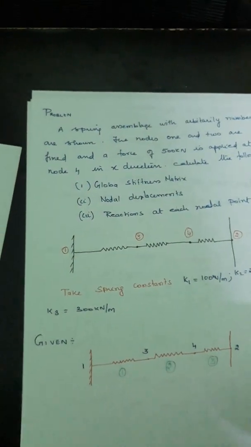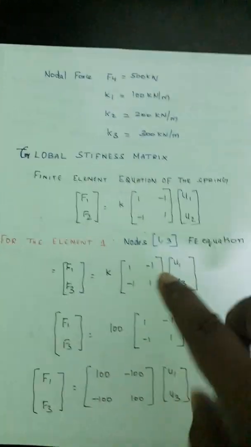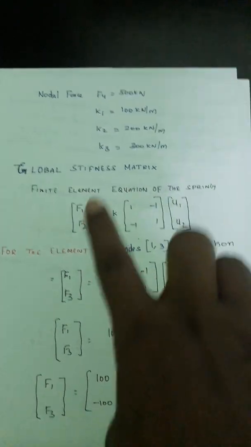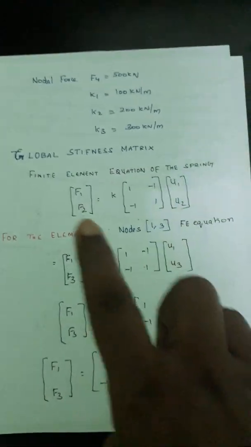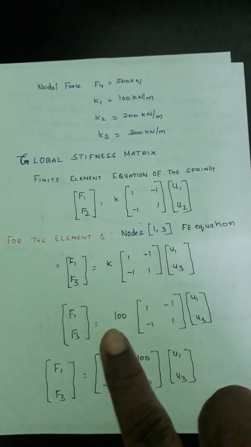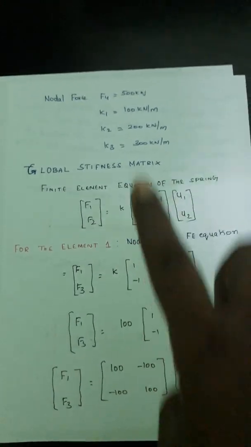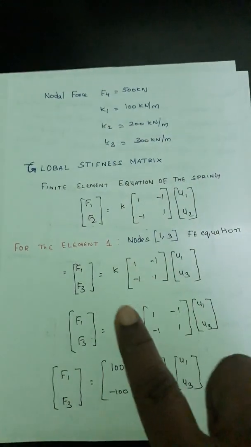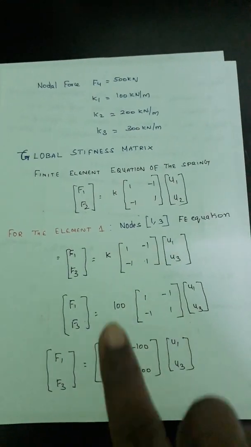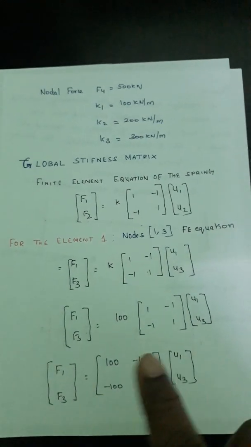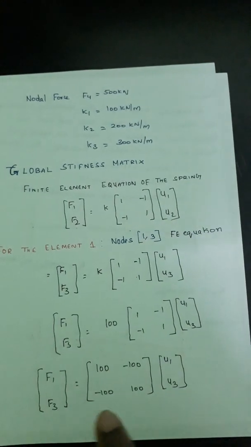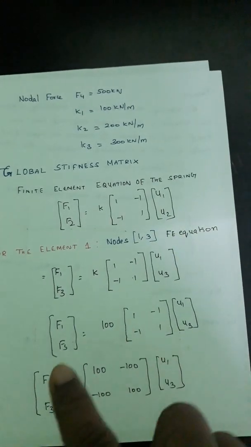So for the first element it is F1 and F3, not F1 and F2. According to the element you choose, this is the general finite element equation. Here I have substituted the spring constant K1, 100 kilonewton per meter, and multiplied everything inside to get the finite element equations.